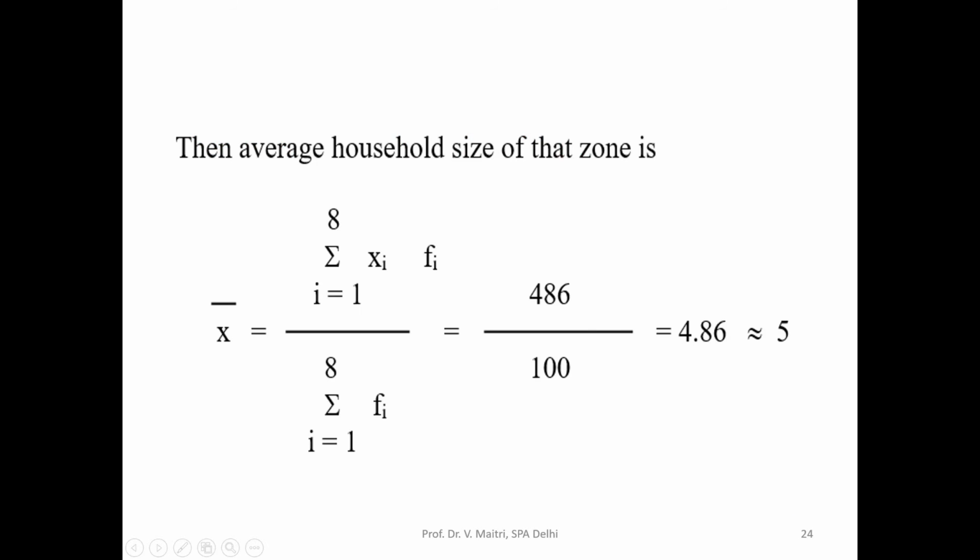Let's put the values in the formula. Small n is 8, there are 8 observations. So sum of Xi Fi is 486 and capital N is 100. So it is approximately 4.86, or we can say it is 5 also. Because household size cannot be a decimal, we can say approximately the household size of this zone is 5.